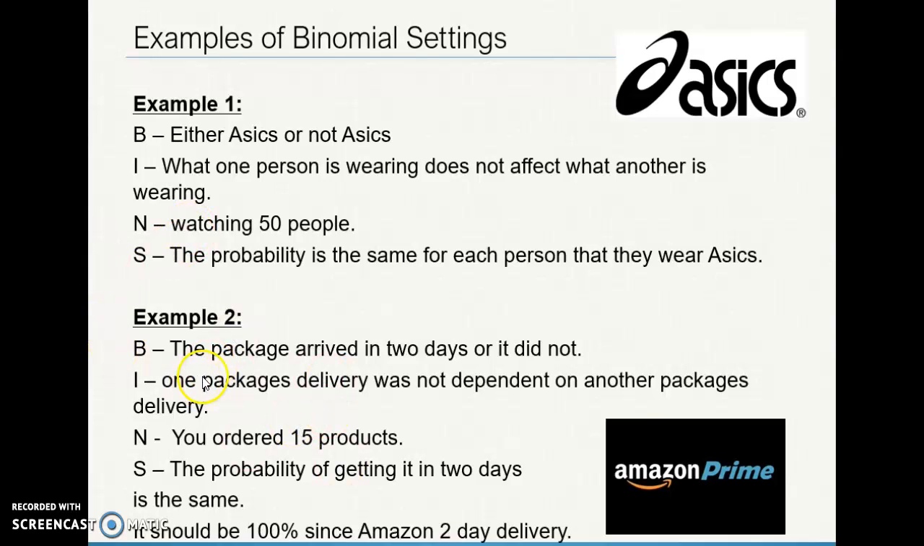So let's take a look at the second one. So the bins here was that my Amazon Prime packages arrived in 2 days or it didn't. So success or failure. So one package delivery was not necessarily dependent on another package delivery. So if you think about it, when I get packages, it's not the same driver over and over again. It's just various drivers that are driving around delivering my products. N, I have a fixed number of trials. There's 15 products. S is the probability of getting it in 2 days is the same. Now, technically, it should be 100% because they're promising the 2-day delivery.